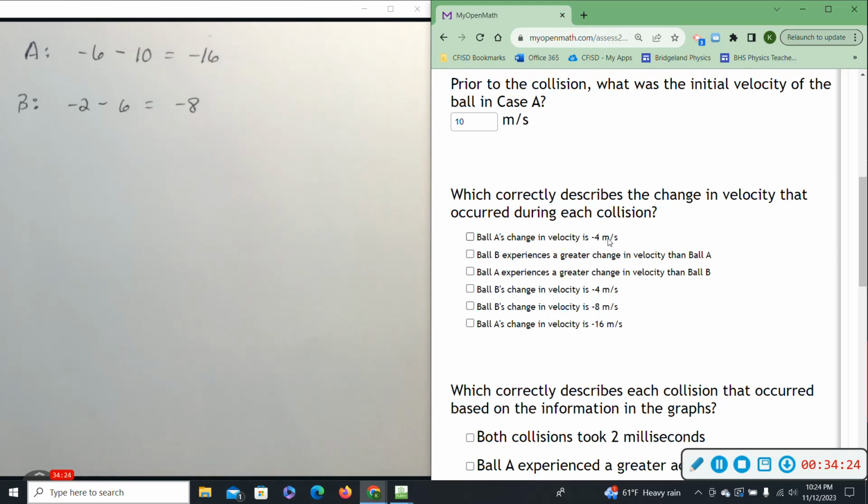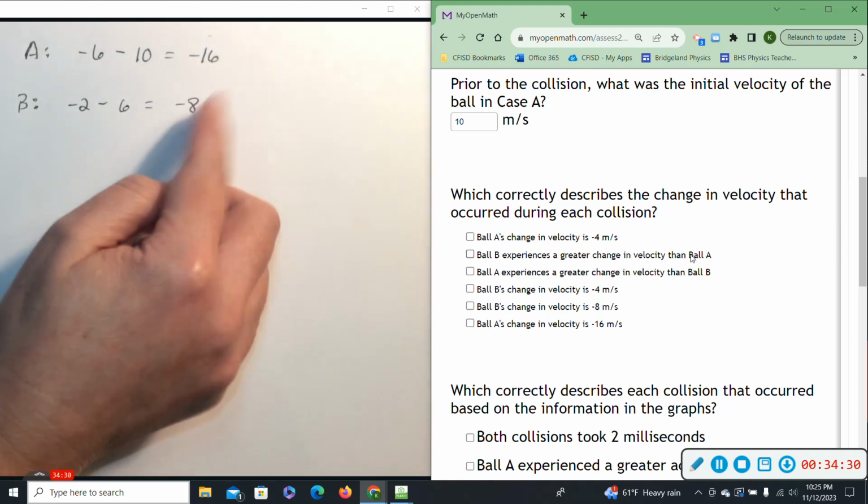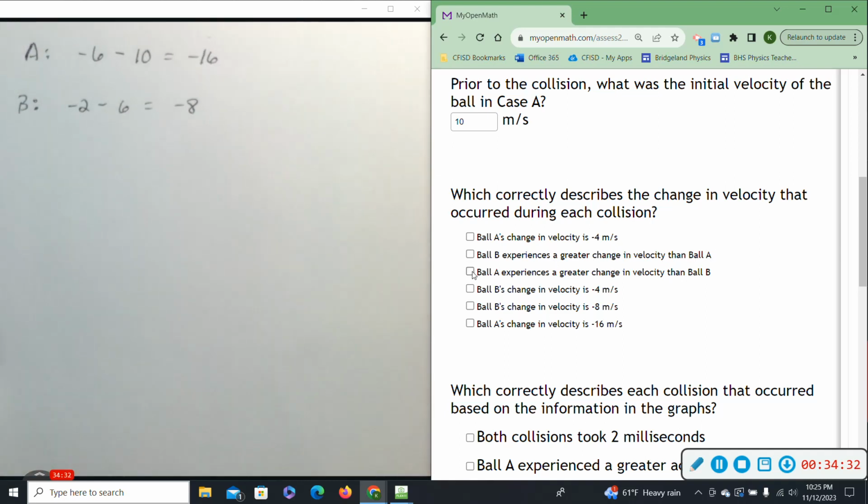Okay, so which correctly describes the change in velocity that occurred in each collision? Ball A's change is negative 4. No, it's not. Ball B experiences a greater change in velocity than ball A. No, A is definitely greater than B, which is what this one says. Ball A is a greater change than B. Ball B's change in velocity is negative 4. No, it's not, but it is negative 8. Let's go ahead and select that, and ball A's is negative 16.